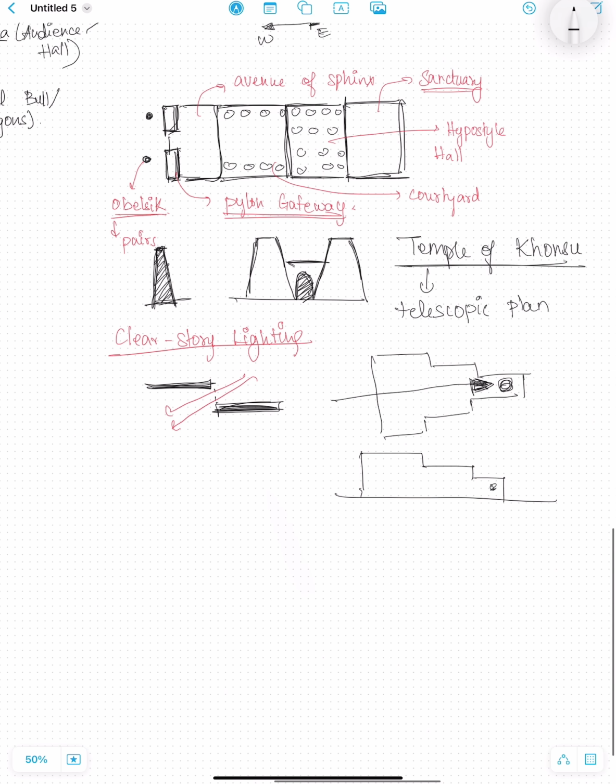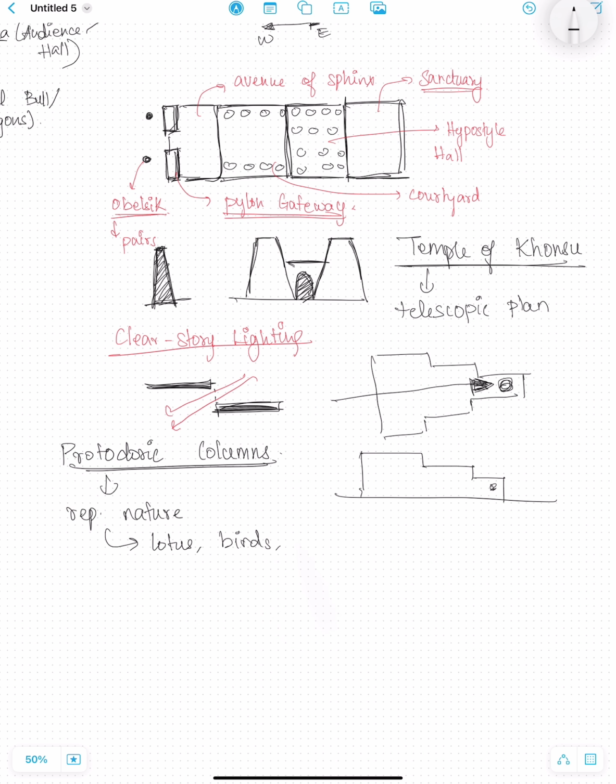And most of the mortuary temples were rock cut temples, and they used protodoric columns. These represented mostly nature, natural elements like lotus or birds, papyrus, palm leaves, etc.